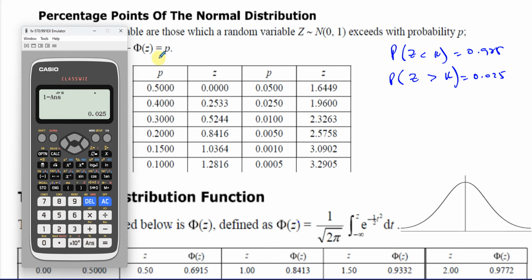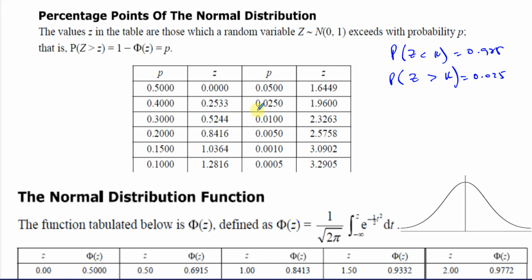So the table over here tells us the first column is the probability, the area, and the second column is the Z value, for which that is the area to the right of this Z value. So here, if we look at 0.025, we have it over here. And this is the value of Z for which that's the area to the right of it. As you can see, you get the same value of Z, 1.96.